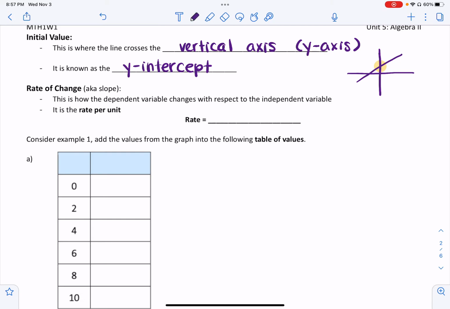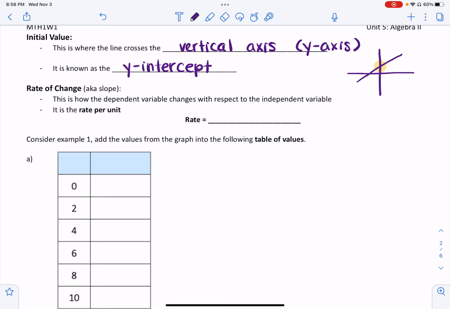Next is our rate of change. Now, our rate of change is very similar to slope. We use the term rate of change when we're talking about a real-world problem, right? So our rate of change, we can calculate it the exact same way we were calculating slope. This rate of change is how the dependent variable changes with respect to the independent variable. For example, how our cost is changing with how many days we're renting the car. It's also a rate per unit, so cost per day.